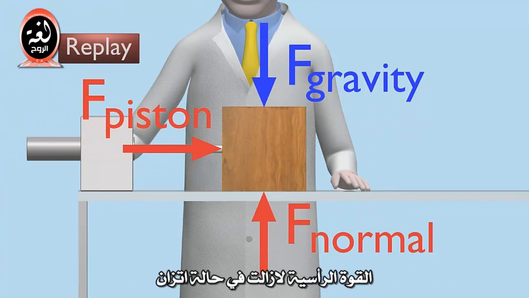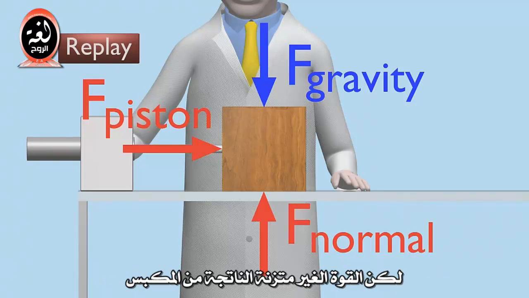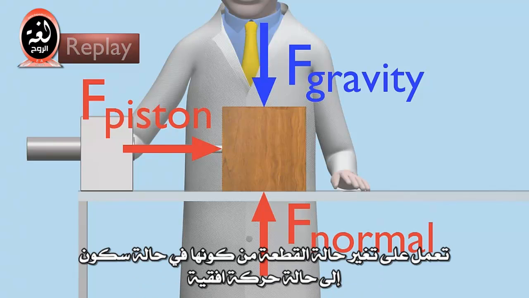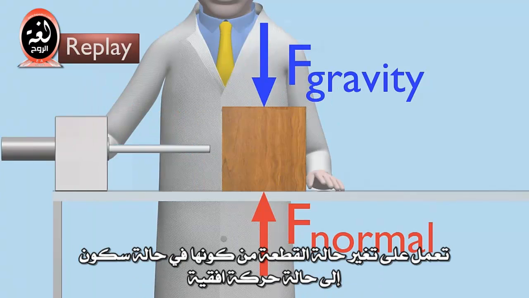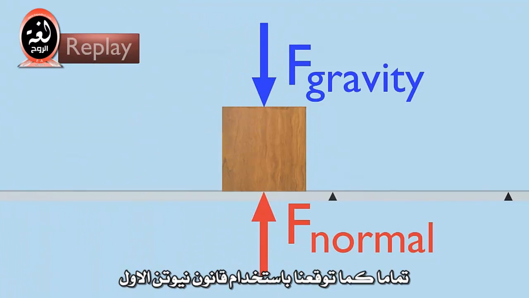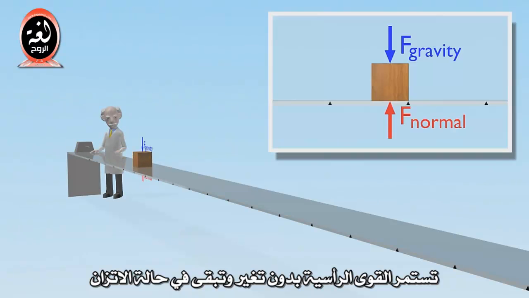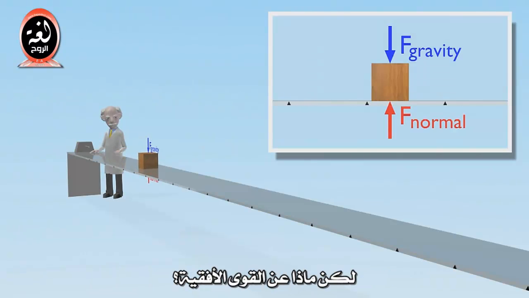The vertical forces are still in balance, so there is no change in the vertical motion of the block. However, the unbalanced piston force pushes the block horizontally, changing the state of the block from being at rest to it moving horizontally, just as we would predict using Newton's first law. As the block continues to move horizontally, you can see that the vertical forces are still the same and in balance. But what about the horizontal forces?